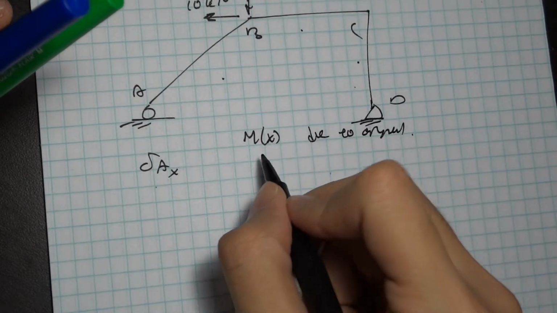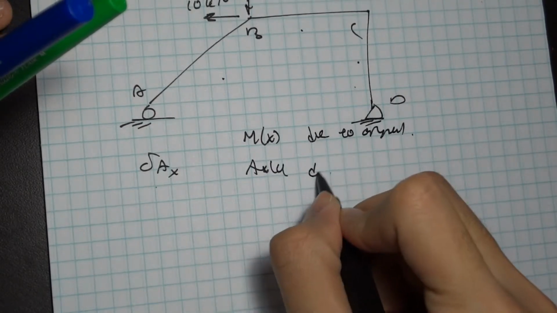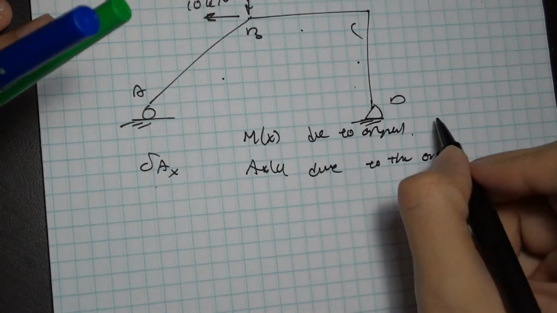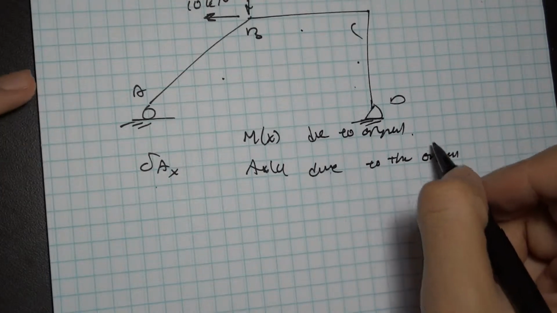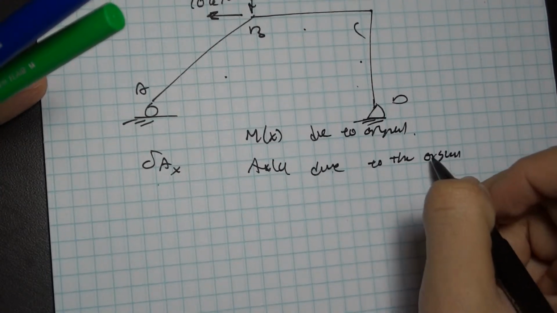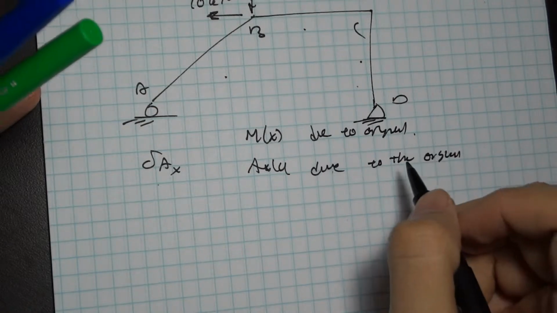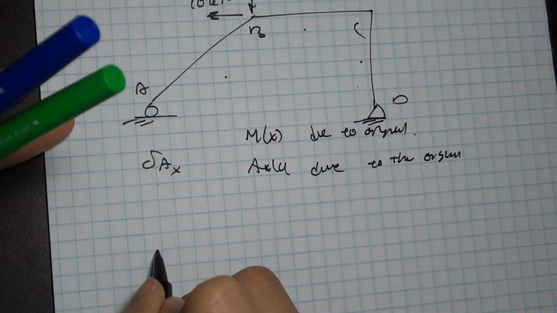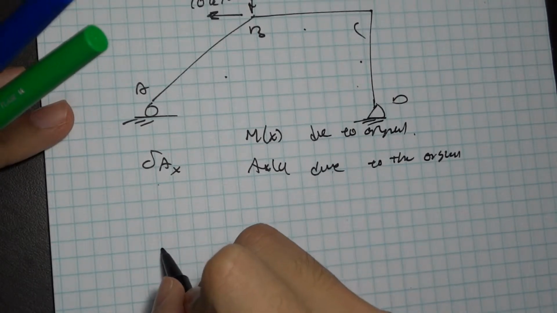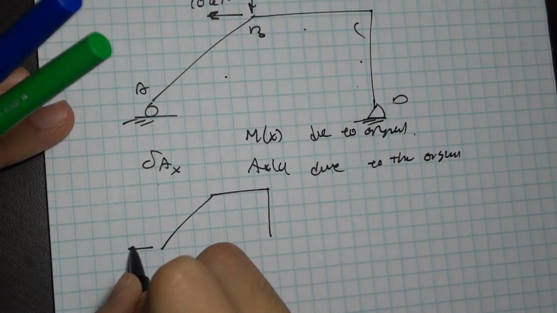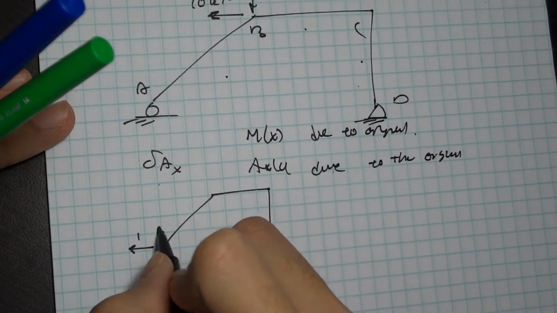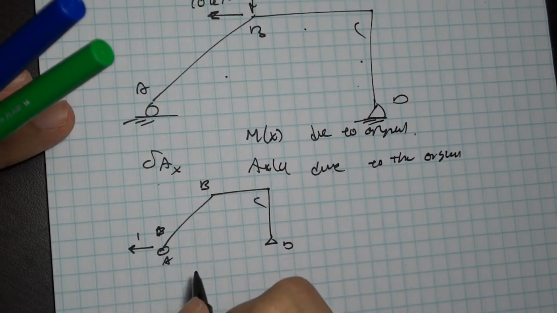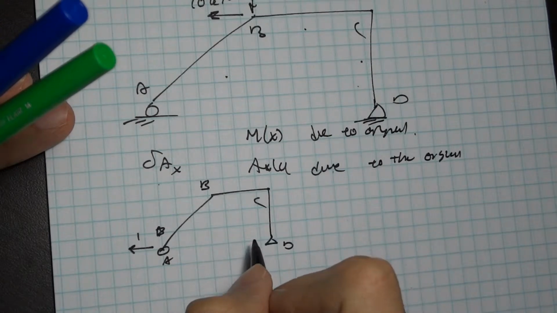Then find your axial forces due to the original loads. This is your bending, this is your axial. So from here, before you had tables, here you're going to have integrals. And just apply a unit load of 1 at point A. A, B, C, D. This is roller. A, B, C, D.